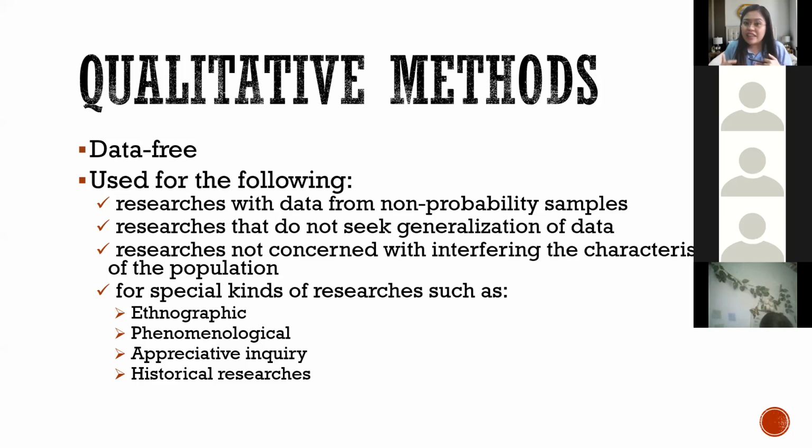That is qualitative method. Next, researchers not concerned with inferring the characteristics of the population. This is still somewhat related to generalization. If we do not want to generalize the characteristics of a group of people or a population, we can do qualitative methods. Now, what are the special kinds of researches under the qualitative method?